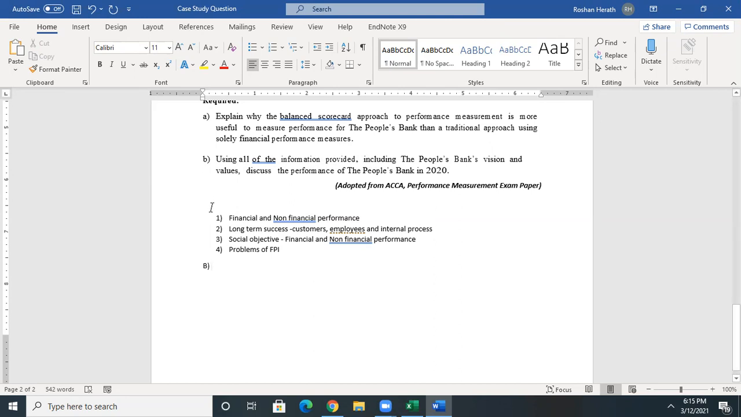Good. Okay. So when you come to this part B, it asks, using all of the information provided, including the People's Bank vision and values, discuss the performance of the People's Bank.